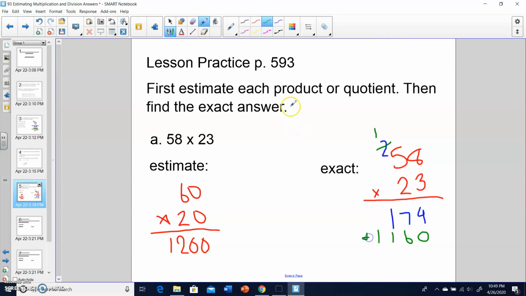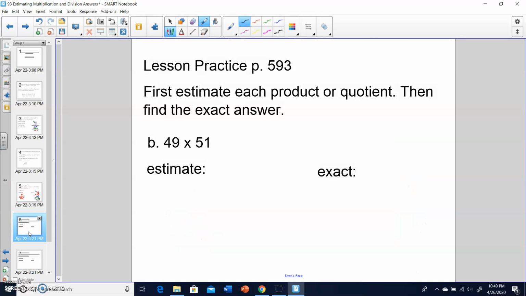Okay, now I'm going to add those together. And hopefully I am close to my estimate, which is 1200. 4 plus 0 is 4. 7 plus 6 is 13. Okay, 1 plus 1 plus 1 is 3. And then I have 1 left to bring down. So 1,334 is pretty close to 1,200. I think our estimate's correct. Okay, go ahead and try B, 49 times 51.